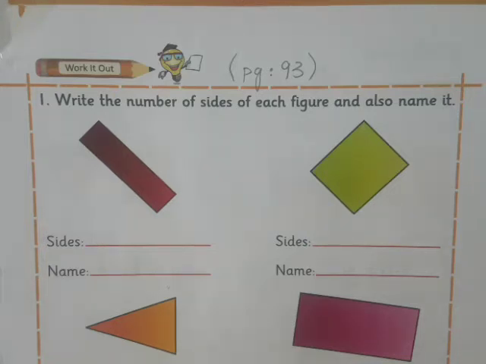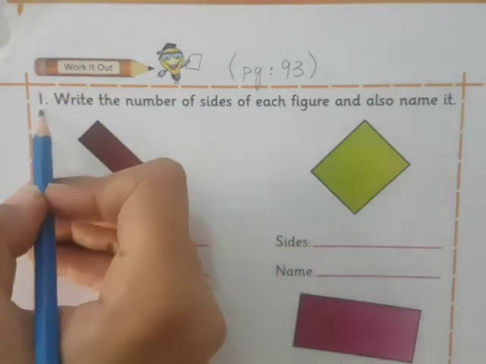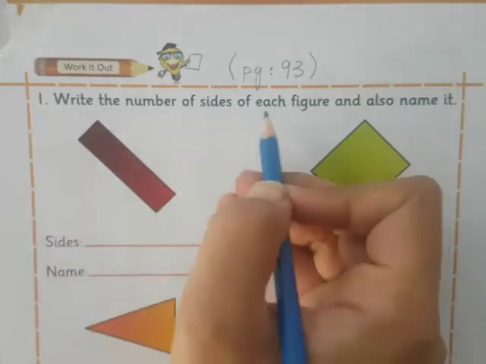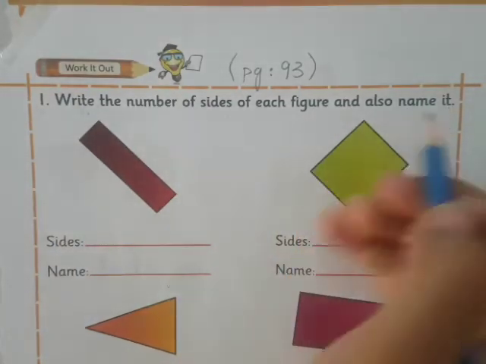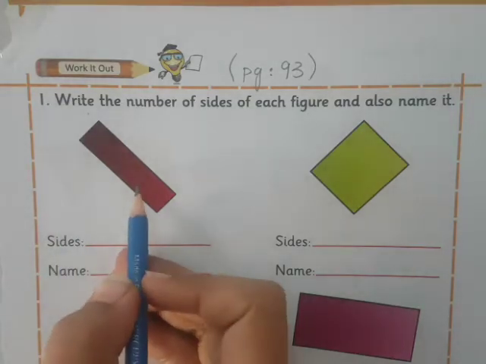Class 2, now open your books, page number 96. Exercise, work it out. Question number 1. Write the number of sides of each figure and also name it. You have to write the name of each figure and write the number of sides. What is the first one shape?